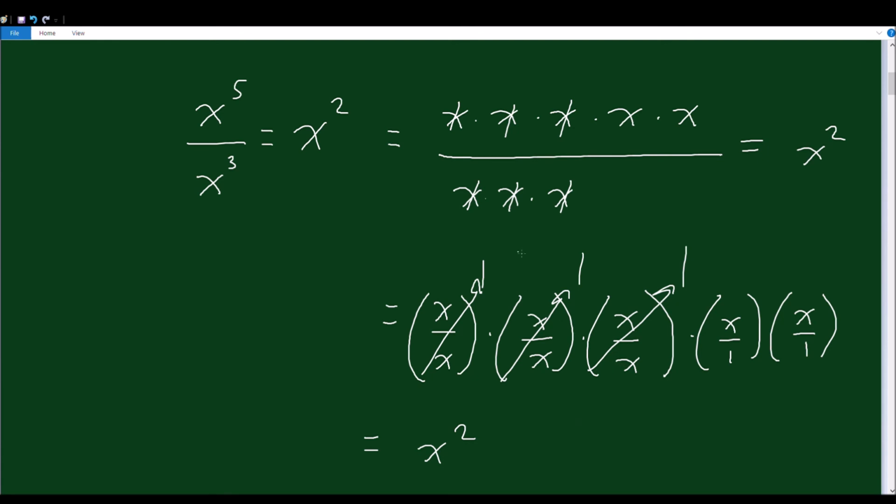So as we can see, this holds up. This rule holds up. And it doesn't matter what exponents you put here. You can put very large numbers there. It doesn't matter. This rule will hold up. So you can try that out yourself.